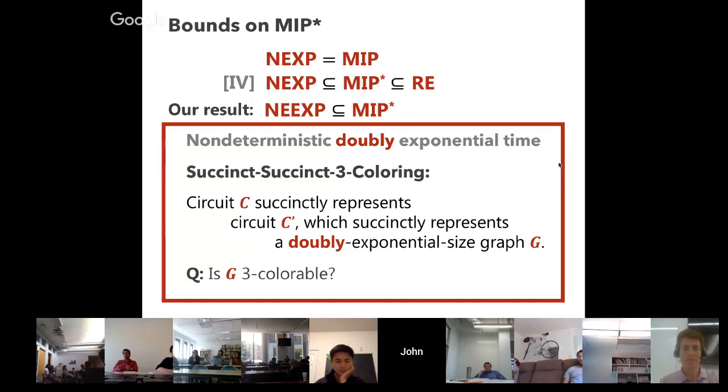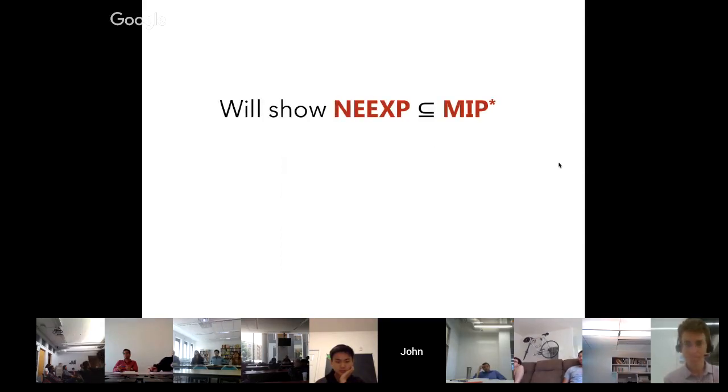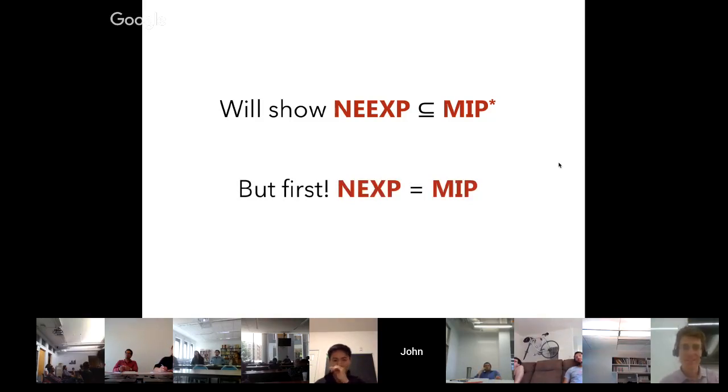Okay. Cool. So now let me tell you how the proof works. Like I said, I'm going to show you that NEEXP is contained in MIP star. But first, I'm going to do a ridiculously high level overview of the old proof that NEXP is equal to MIP. And remember, this proof is purely classical. There's nothing quantum going on here. But this is going to act as a warm-up for the MIP star protocol, and we're going to use some of the tools from the smaller protocol in our protocol.